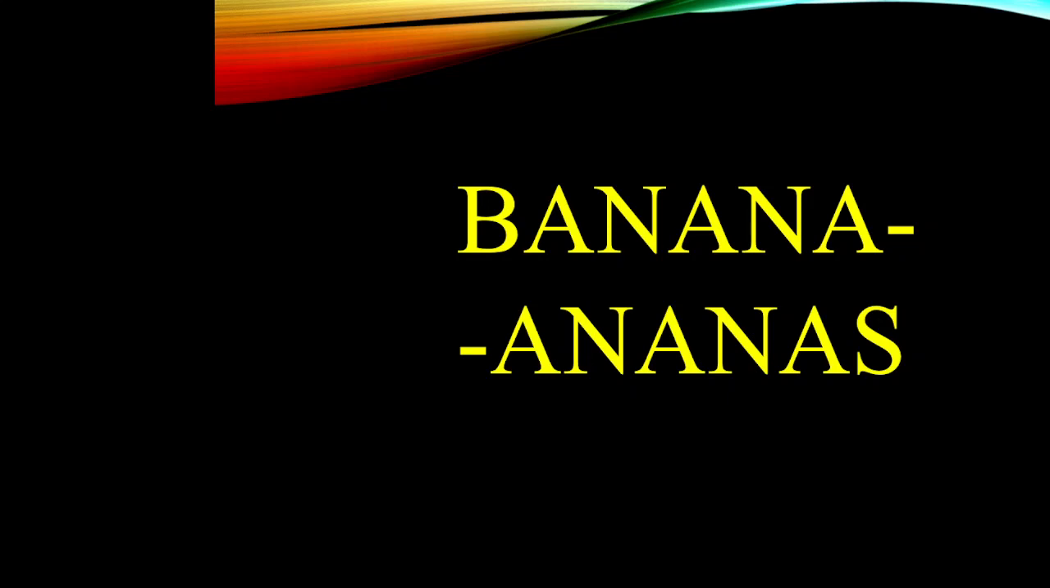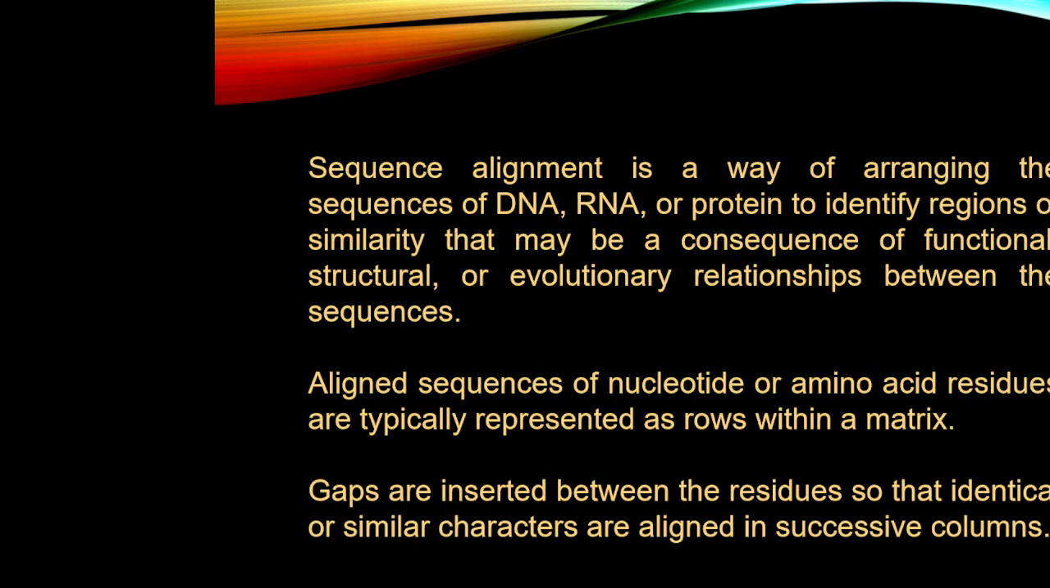This way of arranging the sequence one above the other to find out the regions of similarity is known by the name sequence alignment. So here two English words are kept one above the other. So we can see that some kind of sequence similarity is there. And the purpose of that sequence similarity is mainly because of the structural similarity between the organisms. Or there can be the evolutionary similarity.